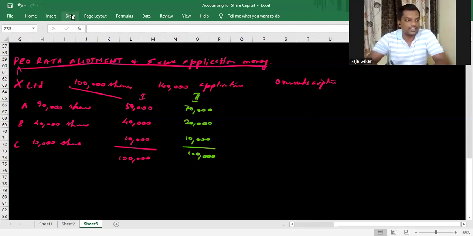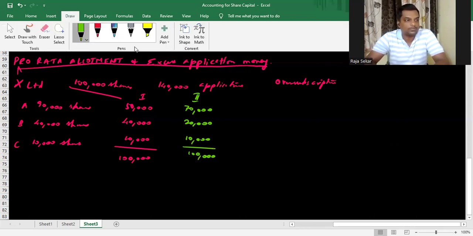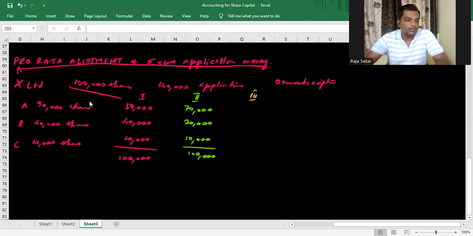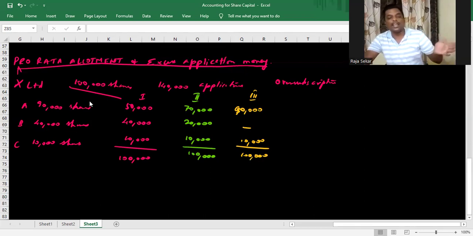Or in a different case, it might allot 90,000 shares to A. It might reject all the applications of B and allot 10,000 shares to C and allot 1 lakh shares in all. Likewise, the company can do whatever it wants to do. It can reject as many applications of any applicant and also allot as many shares to any applicant.